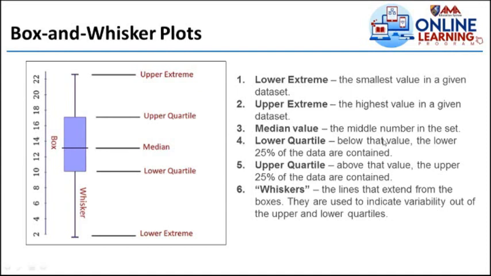Lower quartile, below that value, 25% of the data are contained. So, yung 25% ito, which represents your lower quartile. Okay? So, ito yung box po natin, no? Magmula 10 hanggang dito. Upper quartile, above the value, the upper 25% of the data are contained. Ito yung upper 25% po niya.